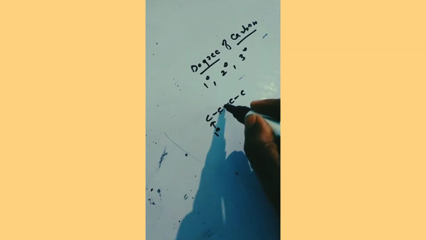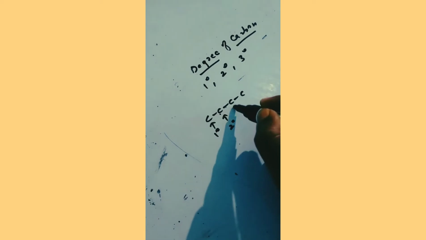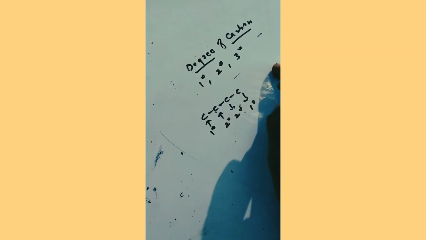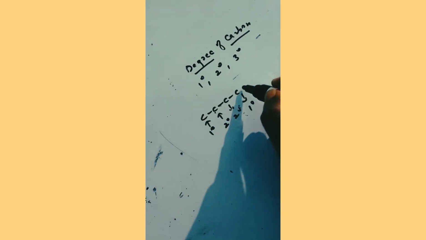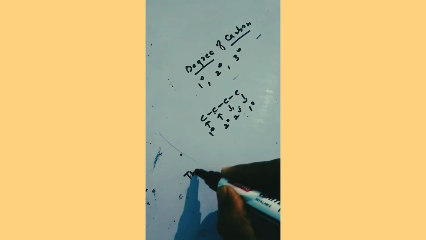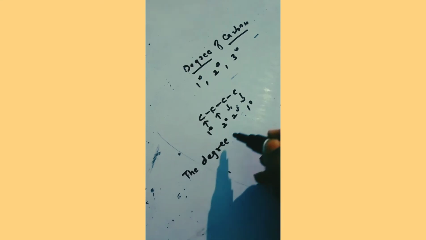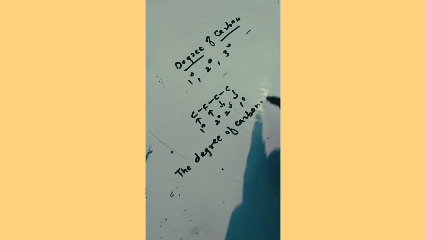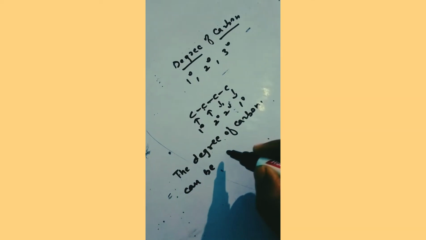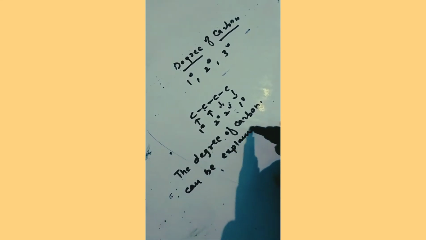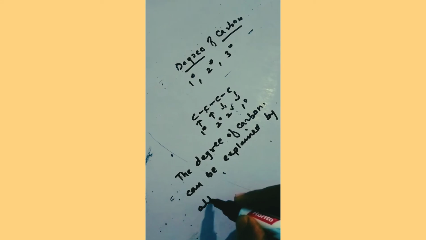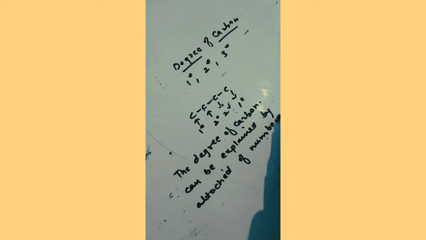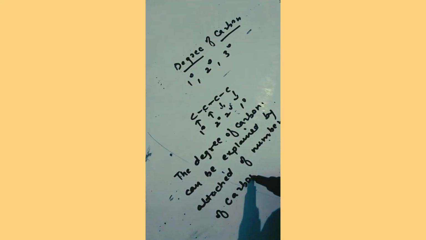This carbon is attached to two carbons, then degree will be 2. This one 2, this one 1 degree, means the carbon attached to other carbons, how many carbons? That means I want to say that you can write down: the degree of carbon can be explained by attachment of number of carbon atoms.